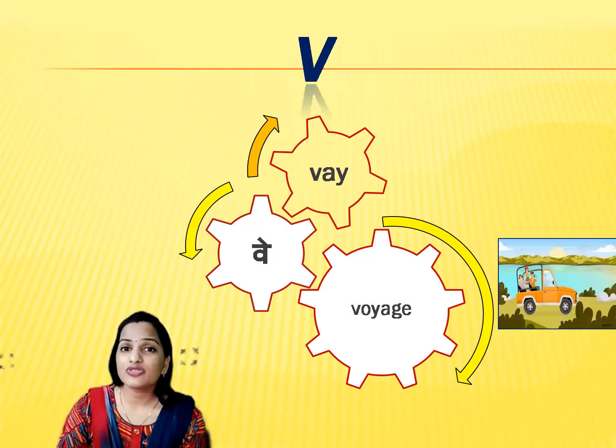The next letter is V. How is V pronounced in French? It is way. What is it? Way. Repeat. Way. Very good. Excellent. One example is voyage. What is it? Voyage. Voyage means journey. Okay.